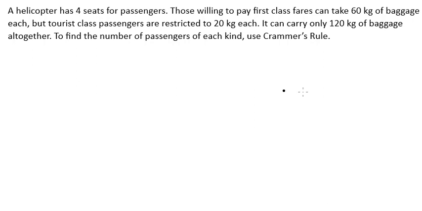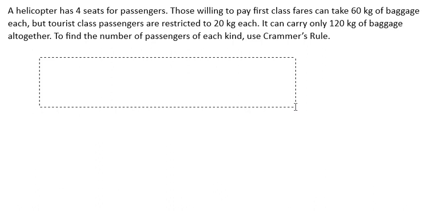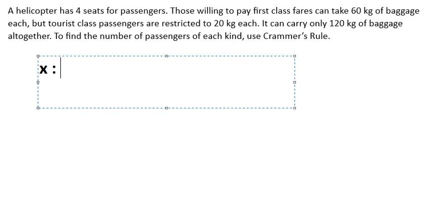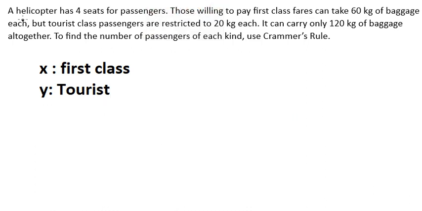So today I will show you how to apply Cramer's rule. The first thing I will put is x, that is the number of first class, and y, that is the tourist. We know that a helicopter has 4 seats. That means the total passengers should equal 4.